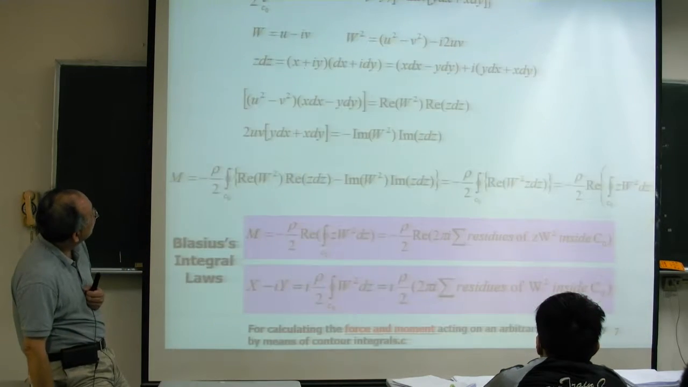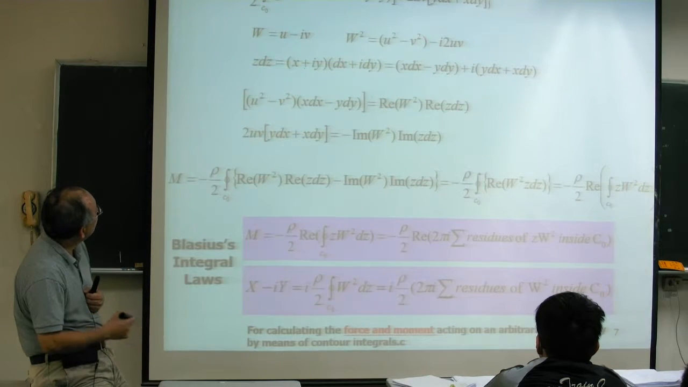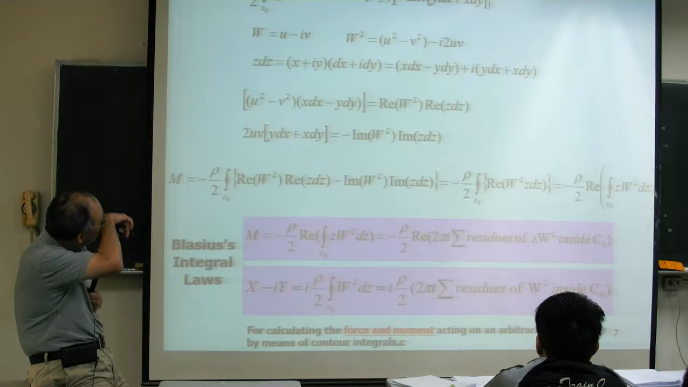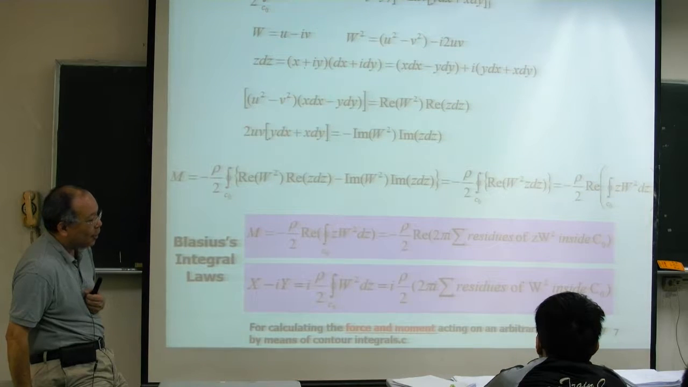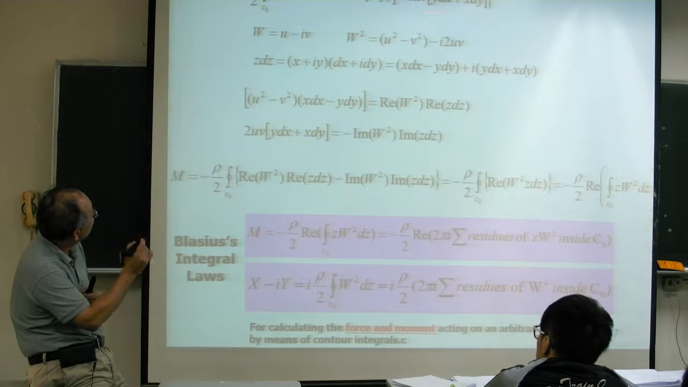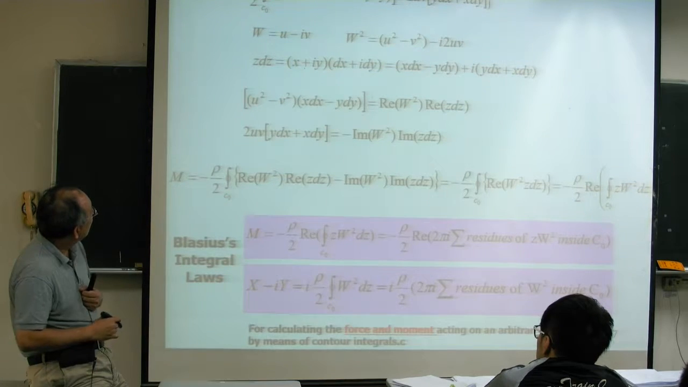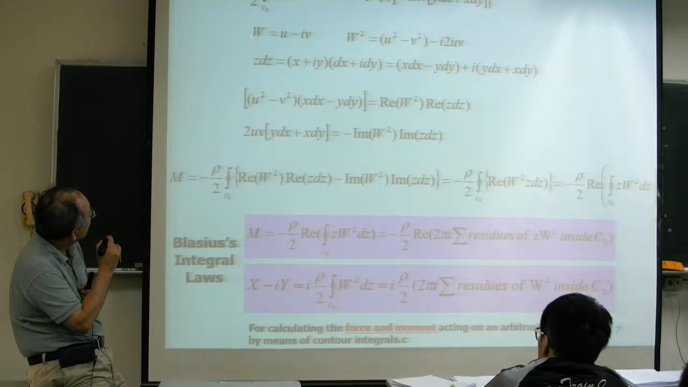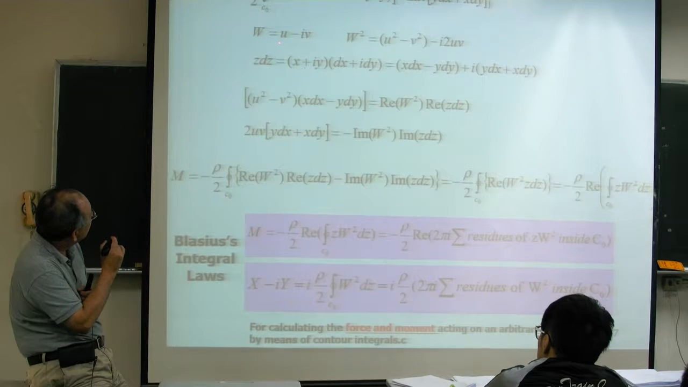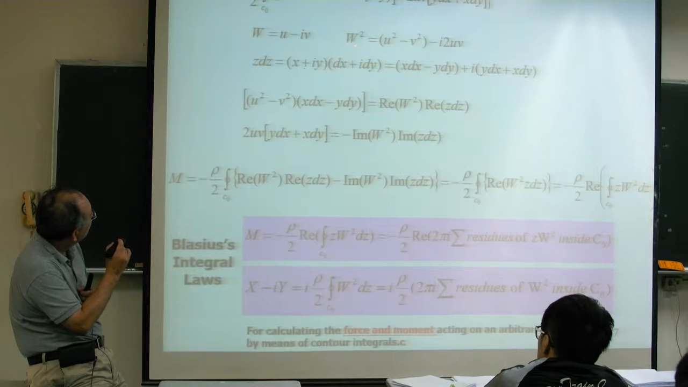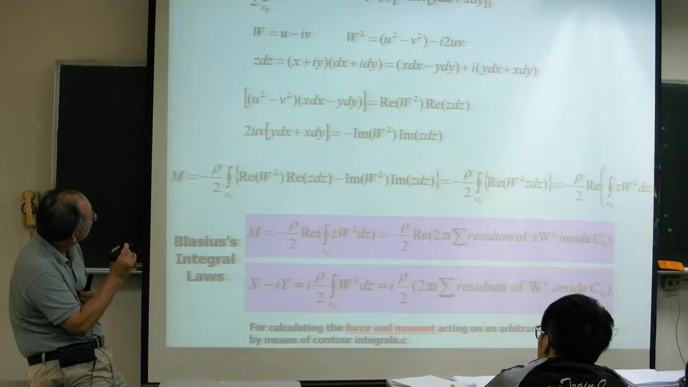Okay, so again, what we try to do is use reverse engineering. We just find out that our moment should look like this. Our W is our complete velocity. Complete velocity is equal to U minus iV, and W squared is equal to this, right?